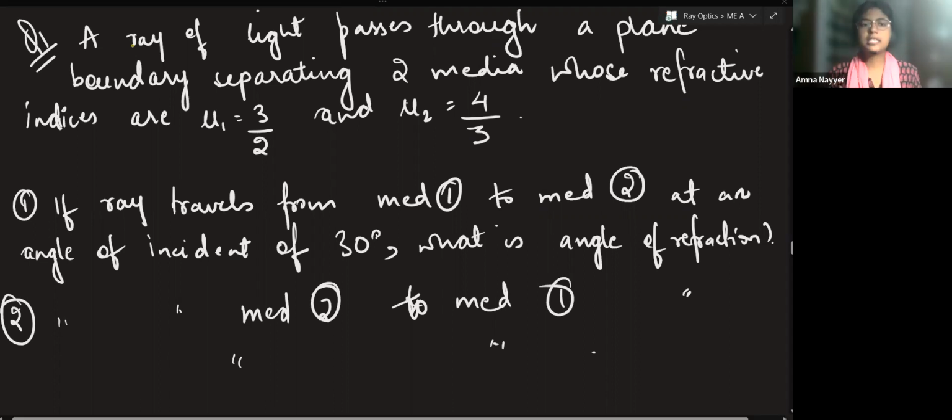See, the question says that a ray of light passes through a plane boundary separating two media, like this, the way we have been drawing it. Refractive indices are mentioned. Mu it has written, n also, as I told you earlier as well, n also you can write, mu also you can write. Fine, now the ray of light is traveling from medium 1 to medium 2.